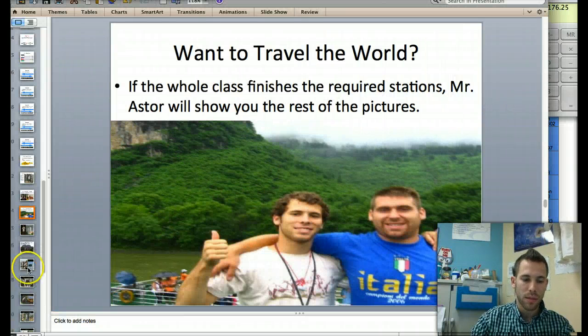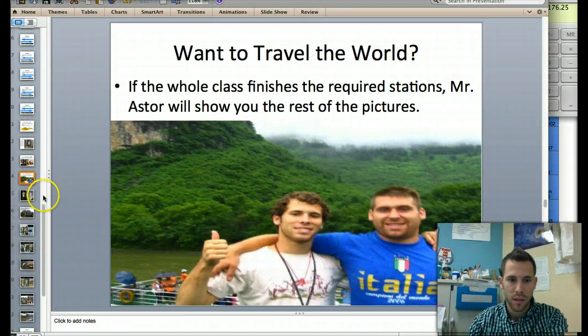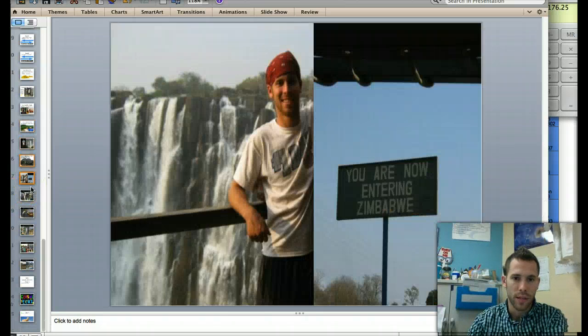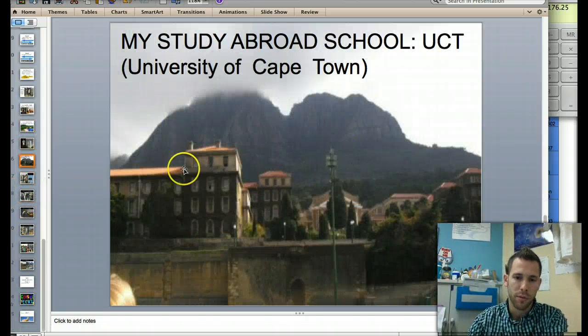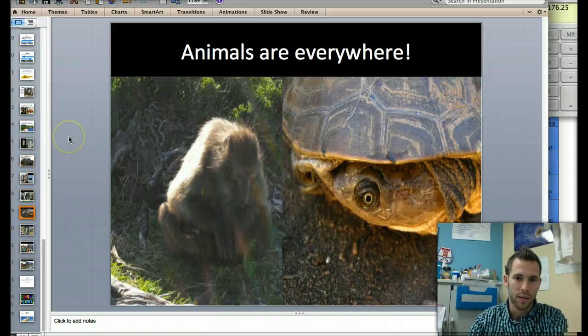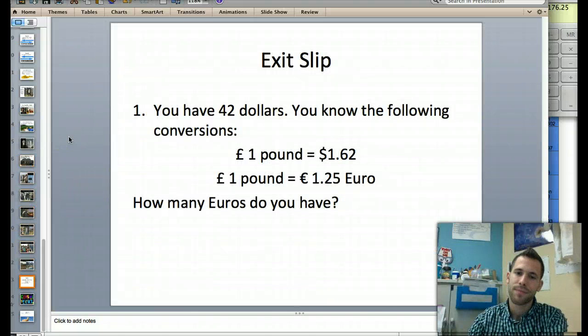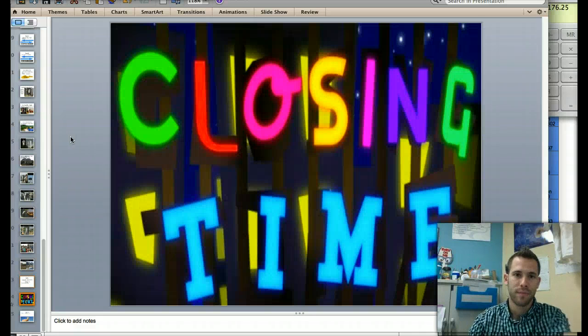I hope this helped. Here's a little sneak peek of some of my pictures from my travels around the world if you want to check those out. Ooh, look at my beautiful, beautiful campus of Cape Town, University of Cape Town. Check these out. Give yourself a shot at this exit slip, and I hope this helped.